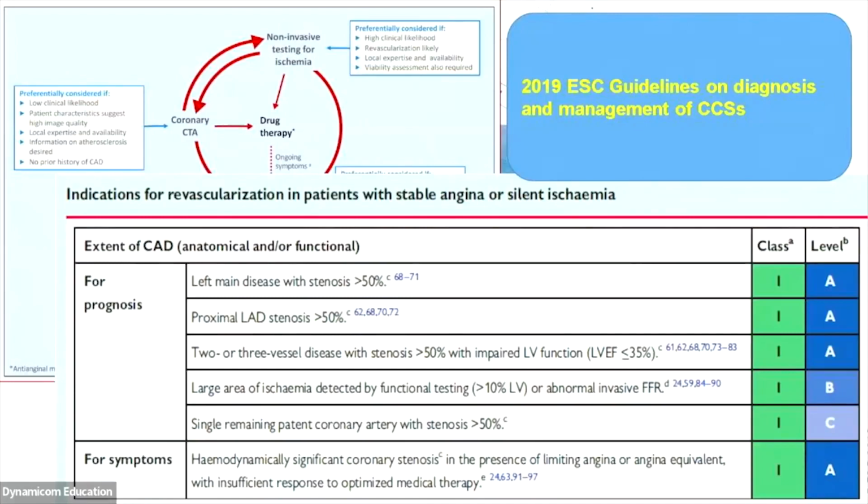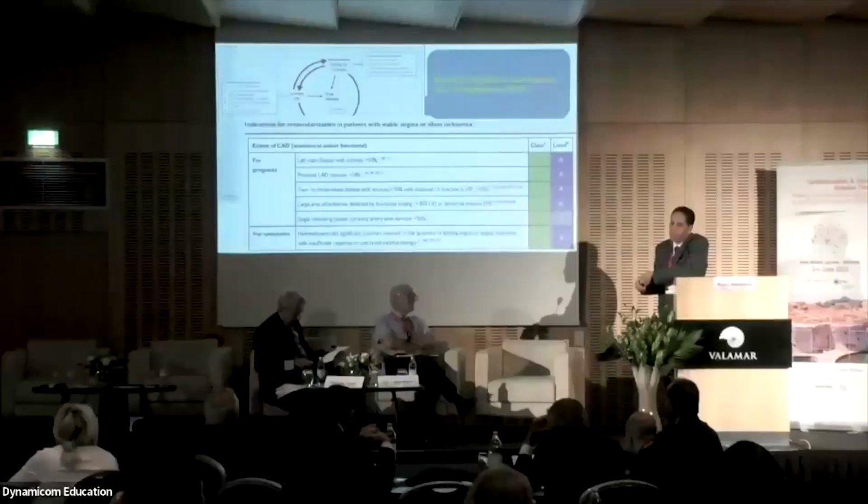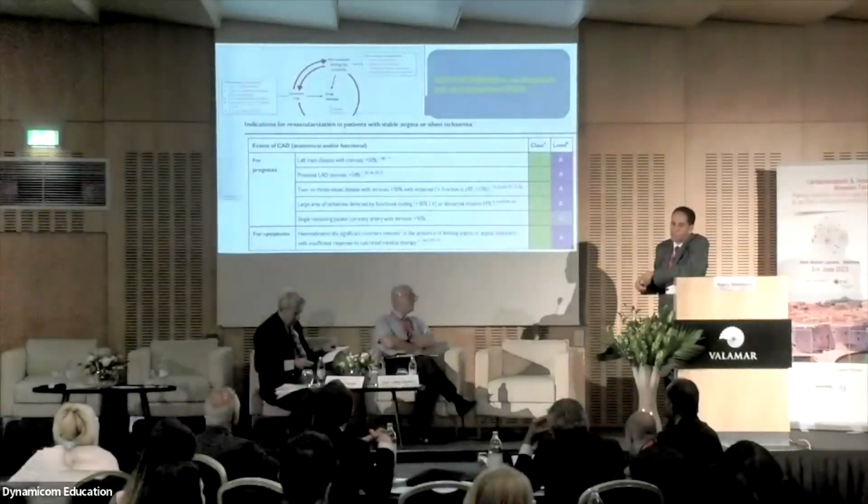For symptoms, which is the other important target in treating patients with coronary artery disease, the aim is to improve survival and to improve symptoms. So hemodynamically significant coronary stenosis in the presence of angina not responding to medical treatment, those patients should be considered for revascularization.